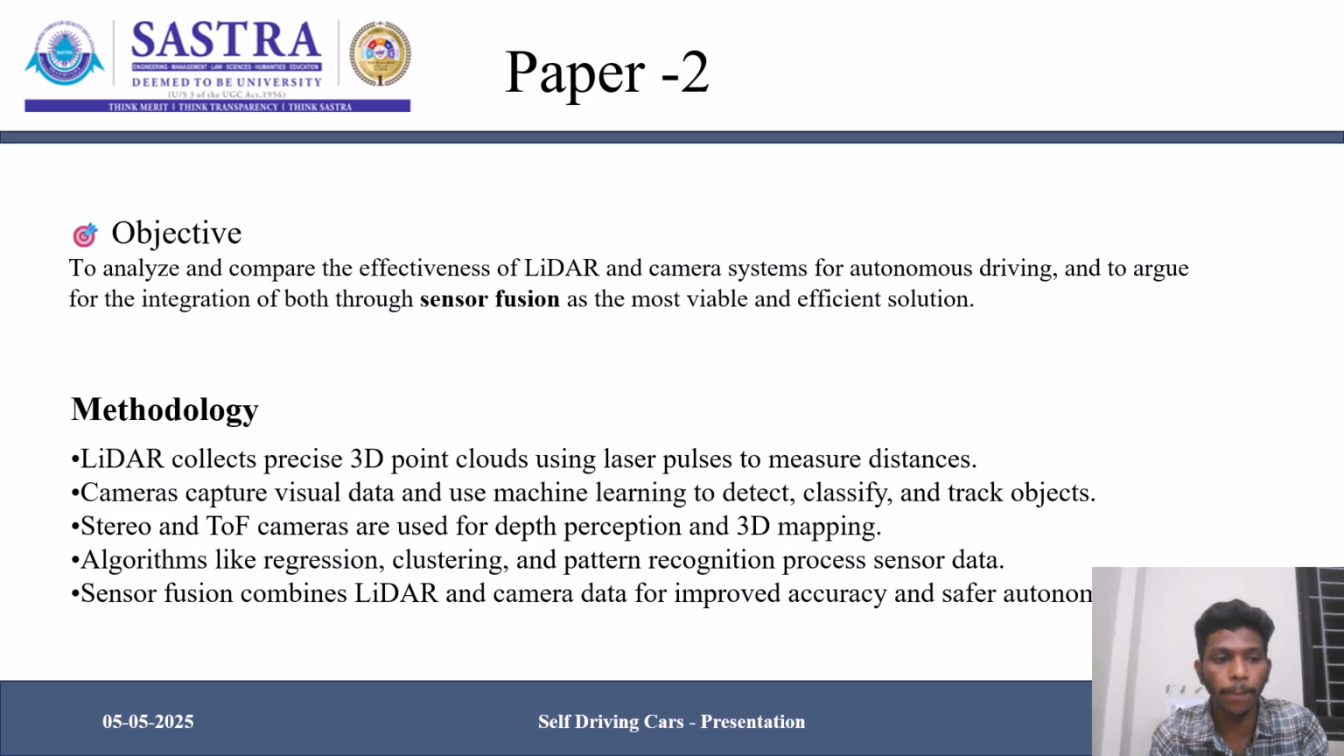The objective of this paper is to assess the effectiveness of sensor fusion for object detection. For that, first they evaluate the effectiveness of LiDAR and camera systems for autonomous driving. In the methodology, first they have taken the data of the LiDAR and camera and classified the objects in the camera-captured data using machine learning, and they have used stereo and TOF cameras for depth perception and 3D mapping. The algorithms they have used are regression, clustering, and pattern recognition for the sensor data. The dataset they have used is the KITTI dataset.